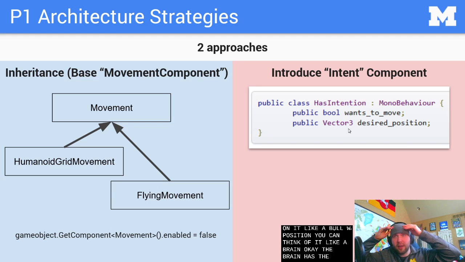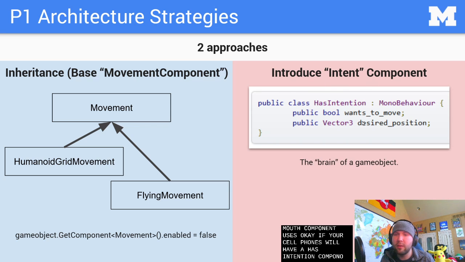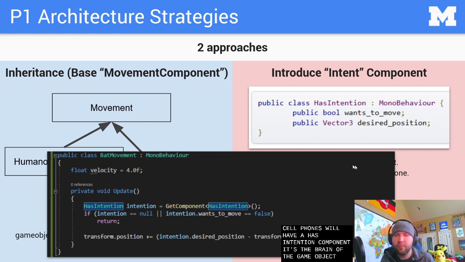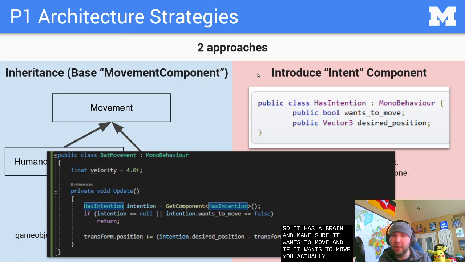The brain has desires and information that your hand component uses, that your leg component uses, that your mouth component uses, okay? And so your Stalfos will have a HasIntention component. It's the brain of the game object. And what it will do is in the bat movement, so this is keys. The keys will have a HasIntention brain component. And within its bat movement component, it will grab it, it will check to make sure that it exists, so it has a brain, and make sure it wants to move. And if it wants to move, it will actually execute that movement, okay?